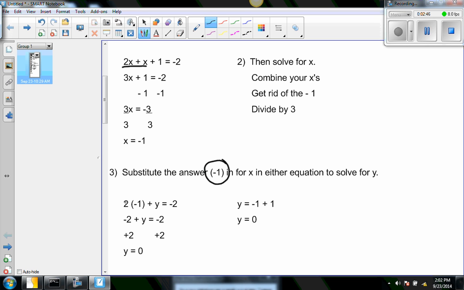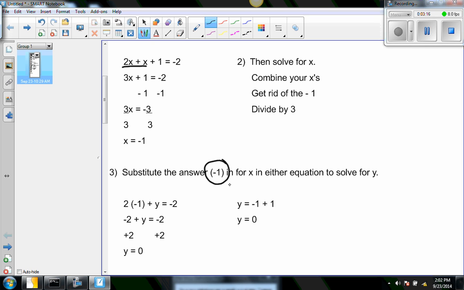So my original equation was 2x plus y equals negative 2. So I'm going to plug negative 1 in where the x was, right here. So 2 times negative 1 is negative 2, and then I have my plus y equals negative 2. And then I'm just going to go ahead and solve the rest of the equation. To get rid of a negative 2, I add 2. And if I add it here, I have to go ahead and add it here. What is negative 2 plus 2? It is 0.